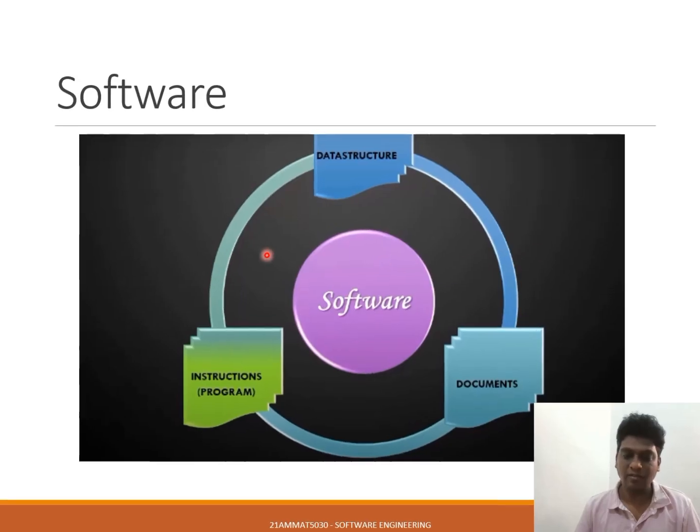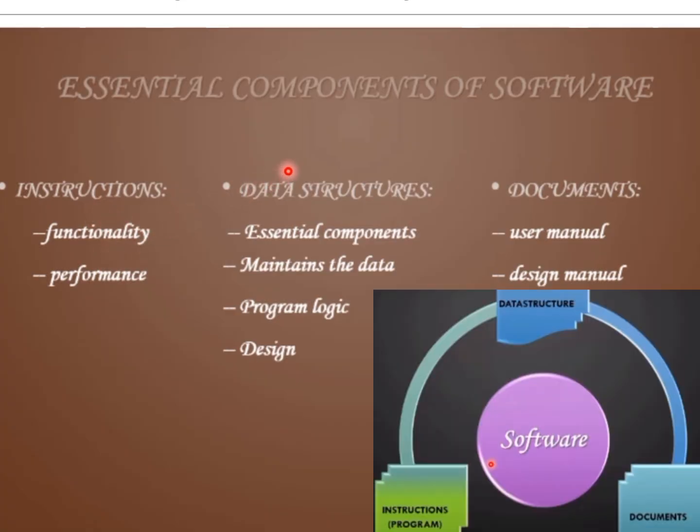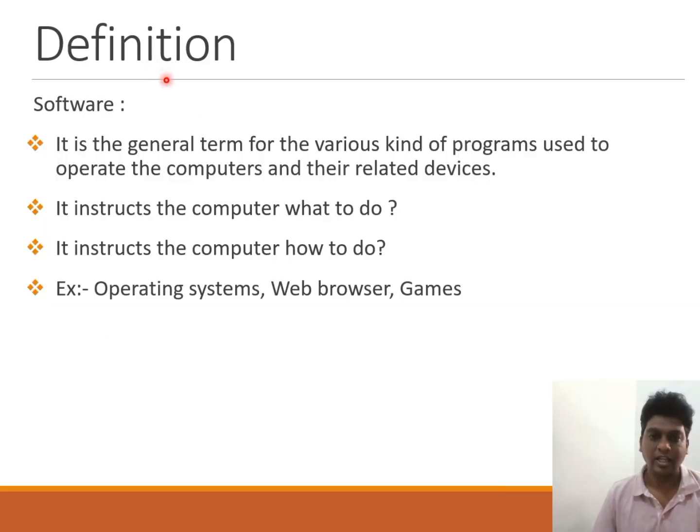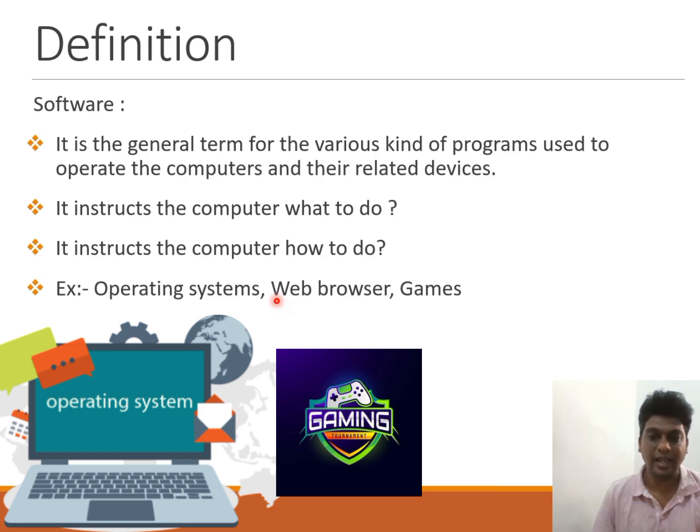The main components of software are instructions, which carry the functionality and performance; data structures, which are involved in maintaining the data and the logic behind the program; and documents, which cover the design and the user manual. Defining software: it instructs the computer what it has to do and how to perform that particular function. Simple examples are OS software, web browsing software, and gaming software.